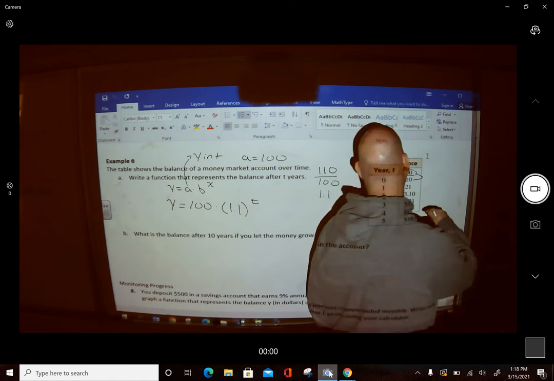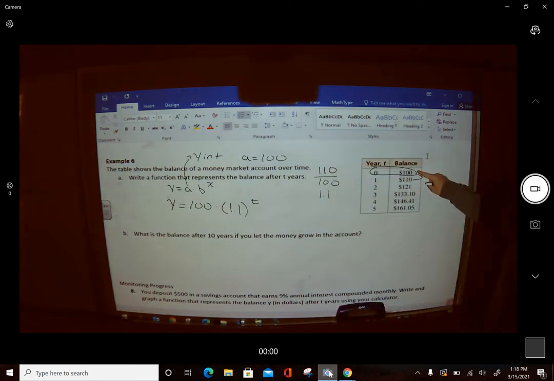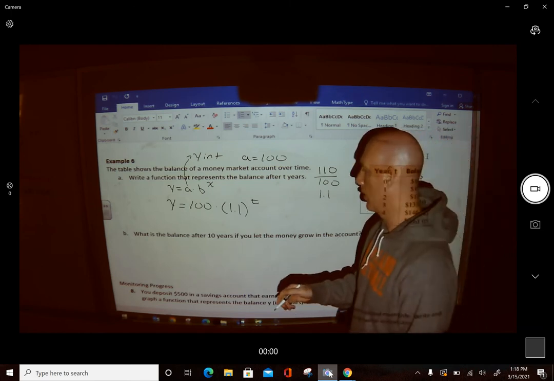You can see it here. 10% of 100 is 10, so 100 plus 10 is 110. 10% of $110 is 11, so 110 plus your 11 is 121. And you keep going. 10% of 121 is $12.10. 121 plus $12.10 is $133.10. You can keep following your pattern all the way down.